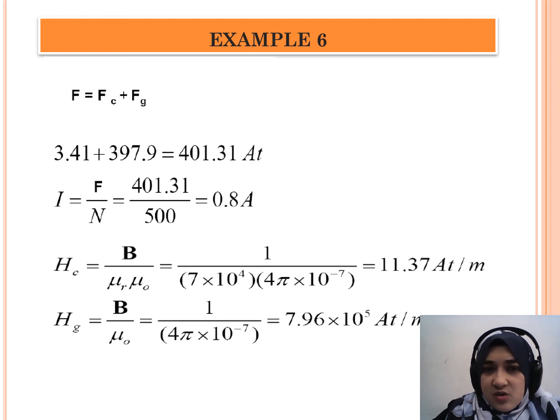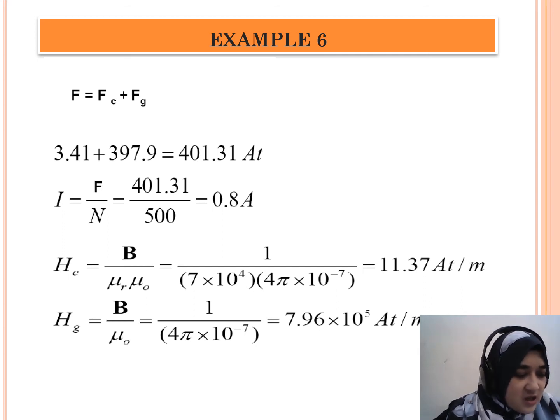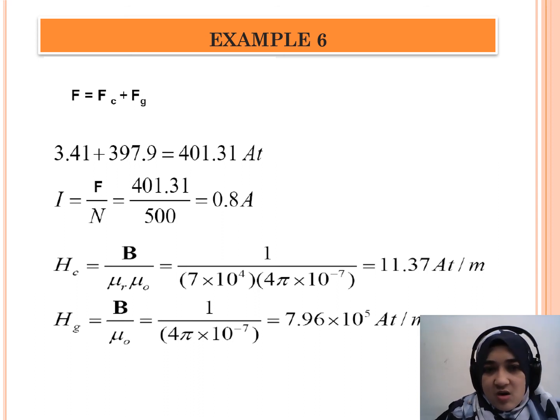So now that you already have the F, you can find the current because you have the turns. So I equals F over N. So you got 0.8 A. And then the magnetic field intensity in the gap and the magnetic core. Question number 3, example 6, section number 3. The difference is just at the mu. Again, in wood or in the air gap and everything, the mu r is equal to 1. So we can just use the mu.